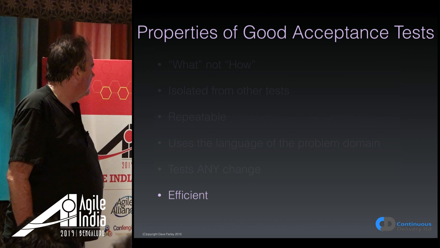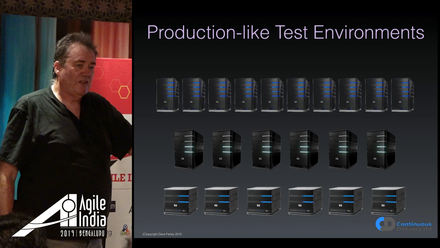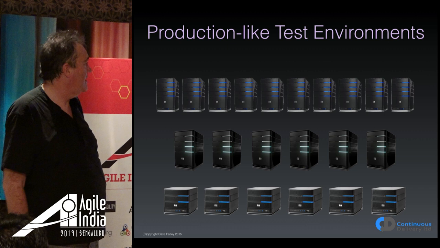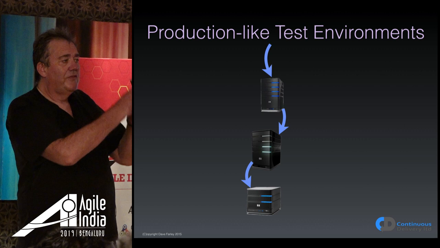Finally, we want our tests to be efficient. We want to be able to test our software quickly and efficiently. One take on efficiency is this. If our production infrastructure looks something like this, but most interactions look like this, then maybe our test infrastructure looks like that. We don't need it to be a complete clone. We just need it to be representative of the interactions in the system.